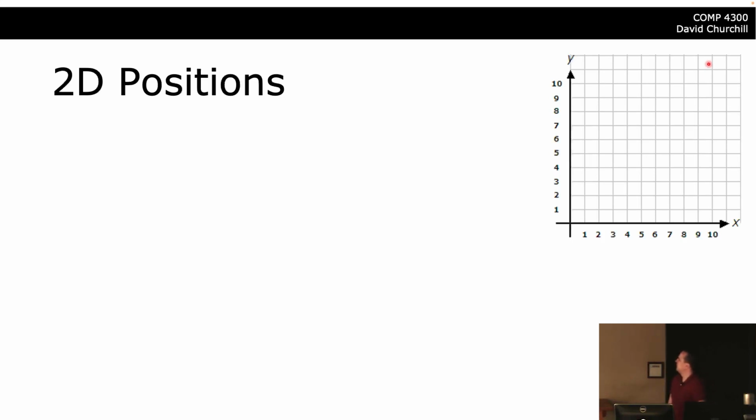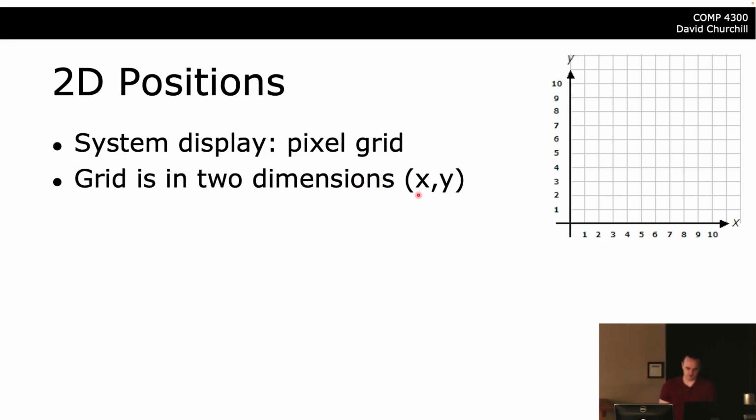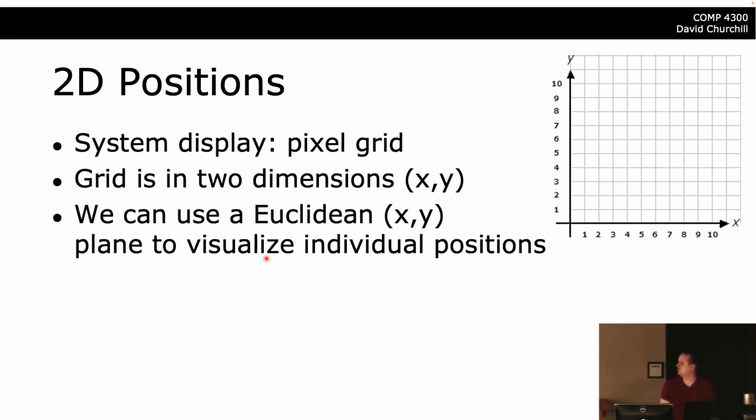2D positions. If my face gets in the way on the video, I'll try and hide this. But our system display is going to be a pixel grid. And so this grid is given in 2 dimensions, X and Y. So I'm going to use a Euclidean XY plane to visualize individual positions.